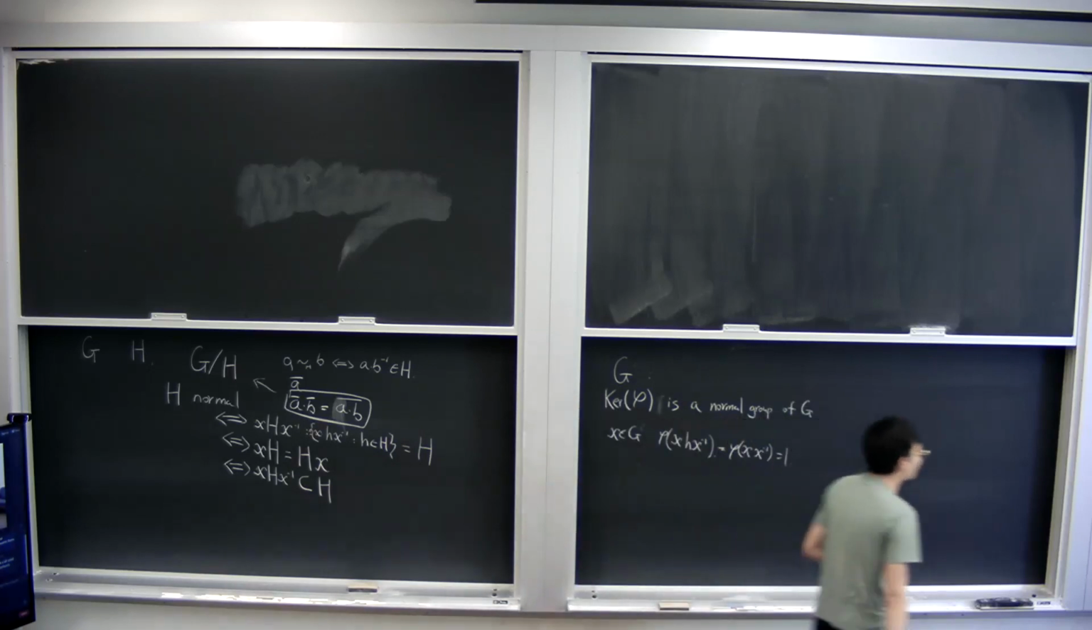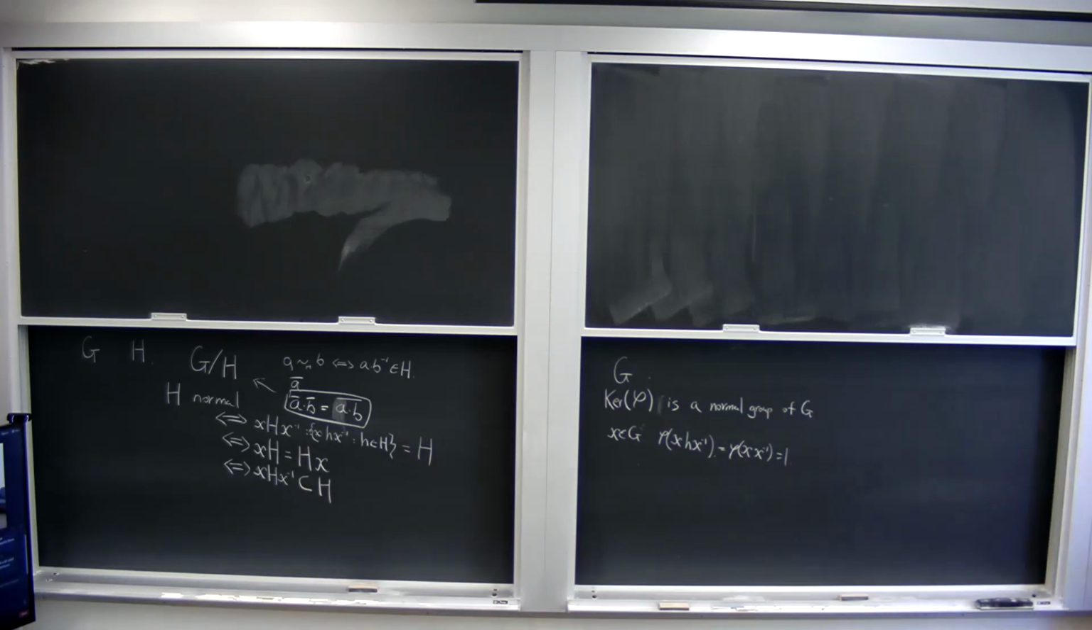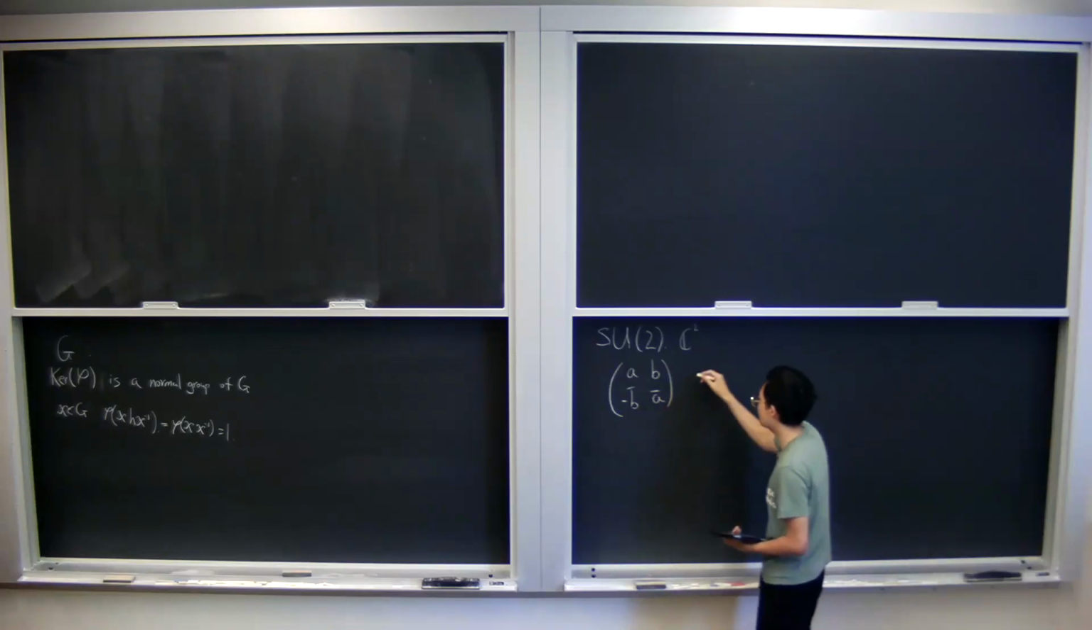Next, I want to talk about a very interesting group that's important to abstract harmonic analysis, which is the special unitary group on C2. The elements in SU2, after some computations, are always in the form where its determinant is equal to 1. So it's also equivalent to this.